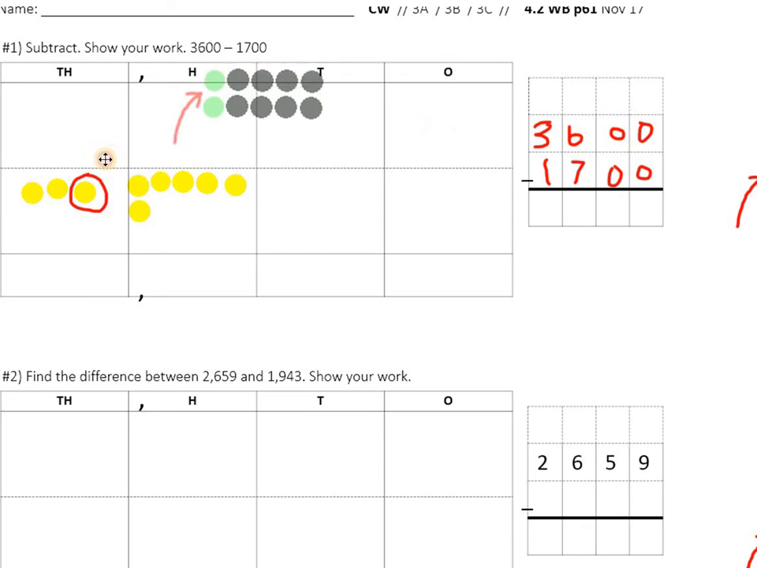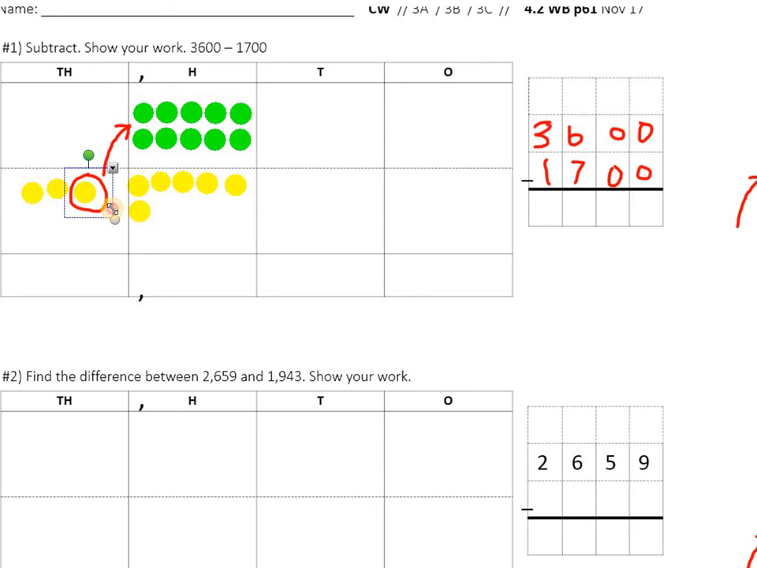And when that 1,000 moves to the hundreds place, that 1,000 pops apart and becomes 10 hundreds. So they're all in the hundreds place, and there's 10 of them. So I've got 200, 400, 600, 800, 10 hundreds. So that's 500, 600, 700, 800, 900, 1,000. And 1,000 plus 600 makes 1,600. So what does that look like over here?